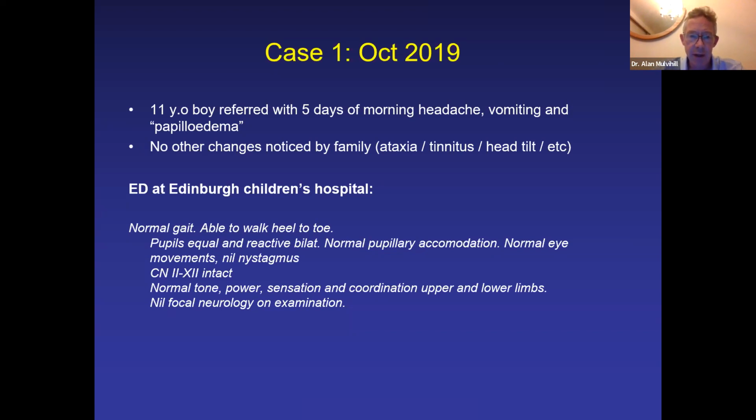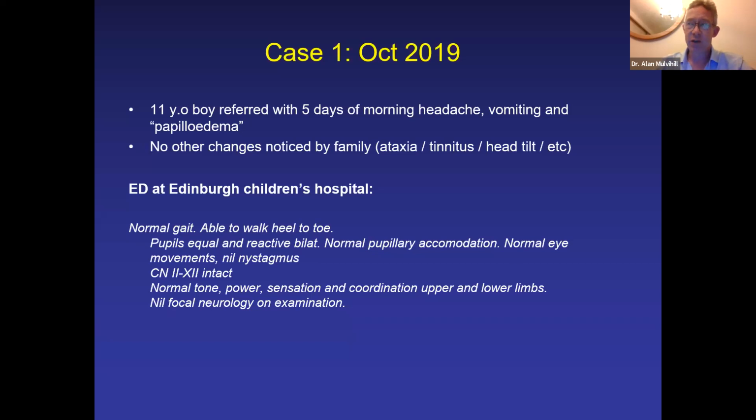looking at the record, it was recorded that he had normal gait, he could walk fine. His pupils were equal and reactive. He had normal eye movements. He had no nystagmus. His cranial nerves were intact. He had normal tone, power, sensation, and coordination of the upper and lower limbs. Basically, he had a normal neurological examination.